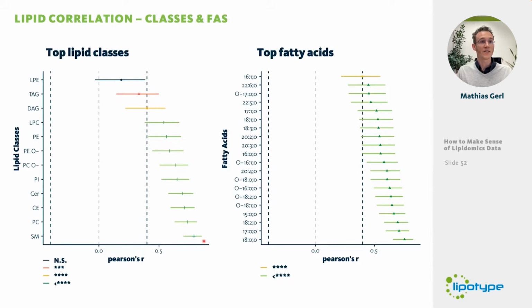So here with the classes, you see that cholesterol highly correlates with sphingomyelin, but also with PC and cholesterol esters, which is not surprising because there is one very famous reaction in blood plasma that basically takes the fatty acid from PC and puts it on cholesterol to result in a cholesterol ester. Or you look at the fatty acids. That's another way of looking at it.